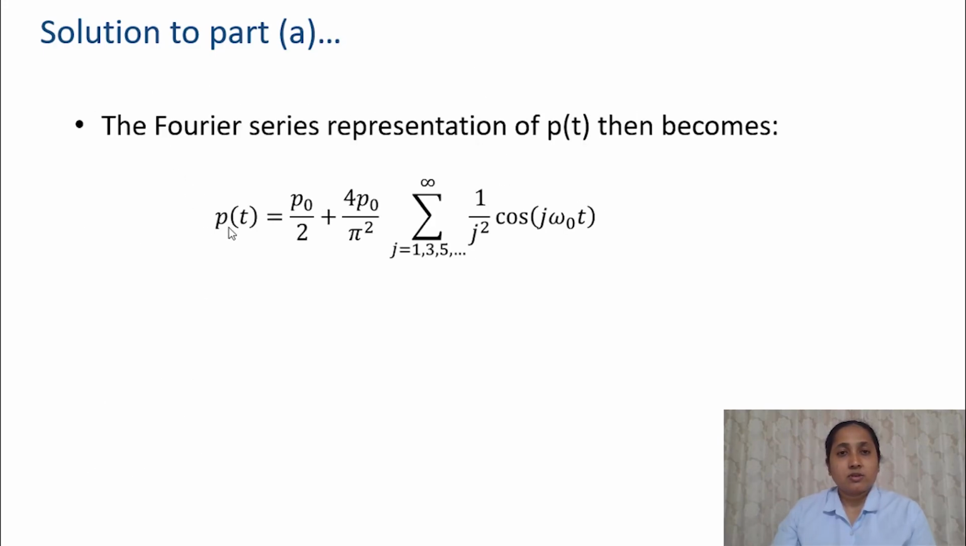So the forcing function pt can be represented as a Fourier series like this: p naught by 2 plus 4 p naught by pi square summation of odd values of j, 1 by j square cos j omega naught t. So this is how we can represent the forcing function in terms of harmonic functions.